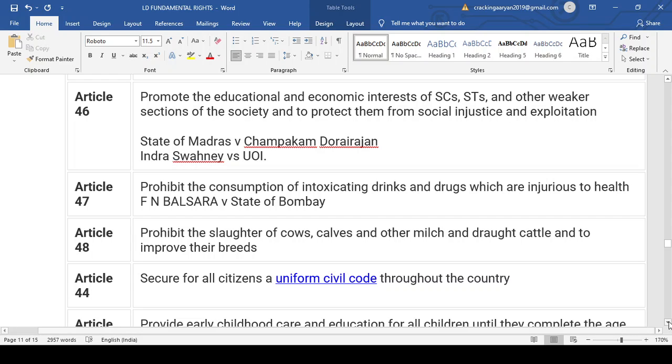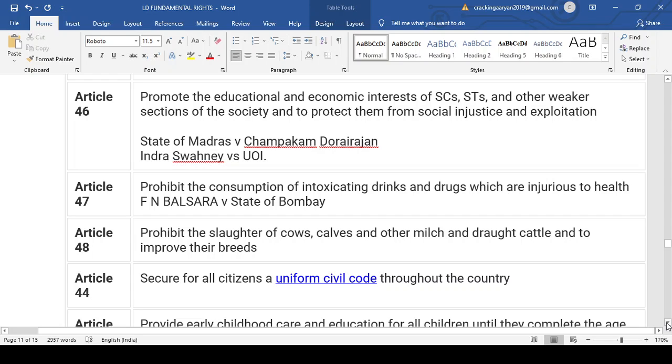The state shall promote with special care the educational and economic interests of the weaker sections of the people, and in particular of the scheduled castes and scheduled tribes, and shall protect them from social injustice and all forms of exploitation. Okay, Article 46 states the same.